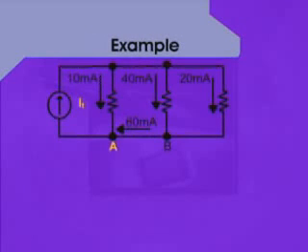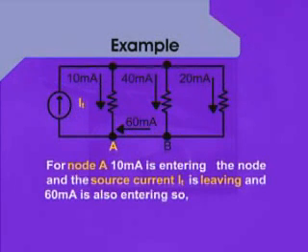Slide shows quite a complicated circuit where the values of currents have been given in terms of milliampere quantities, and we want to find out the source current or the total current which is being supplied to the network, and that is dividing into the various branches of the resistive network. Therefore, we can say that for node A, 10 milliampere is entering the node.